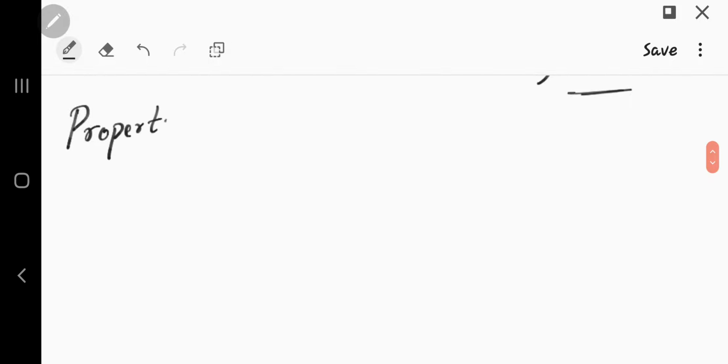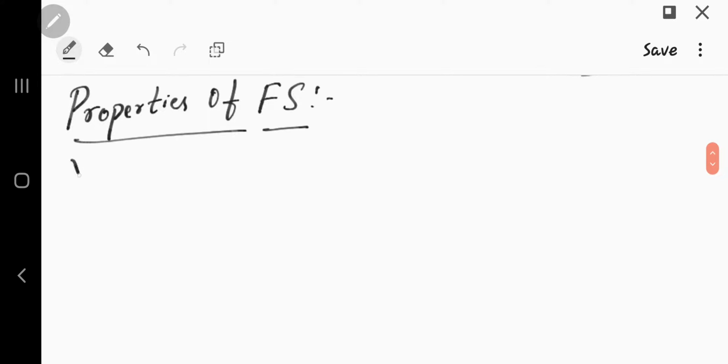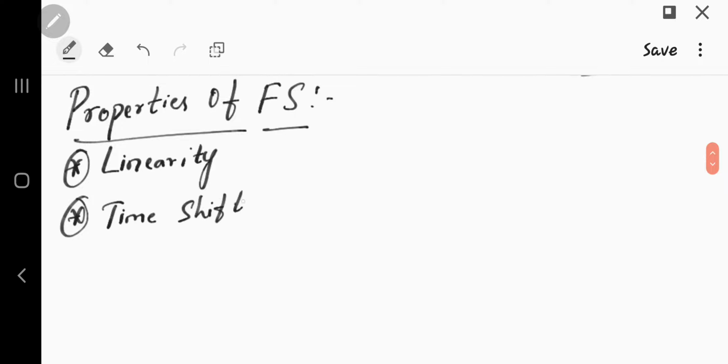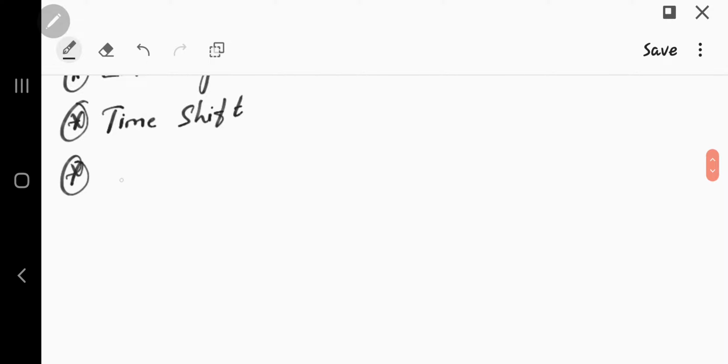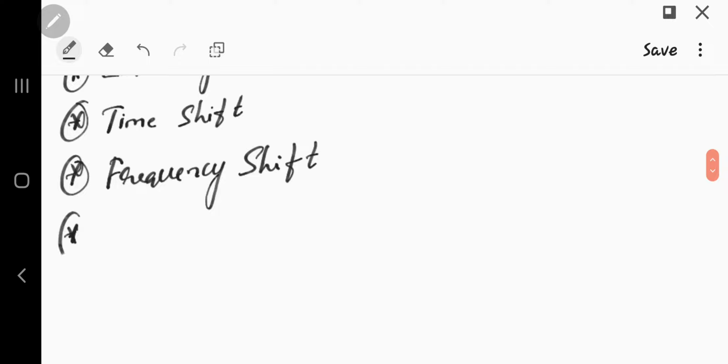Moving on, we take some properties of Fourier series. I will be representing Fs for Fourier series in short. So let's list out the properties here. The first one is linearity. Second one is time shift. Third, frequency shift. And fourth one is scaling.